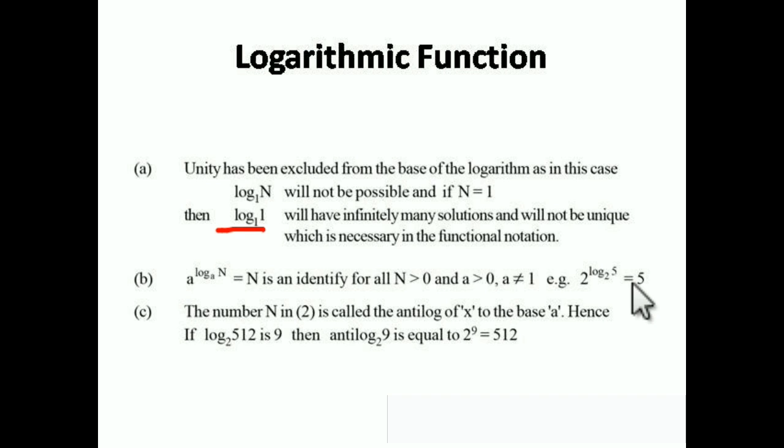Again, the number n is called the antilog of x. The 2 is known as the antilog of x with the base a. Hence, log 512 with the base 2 is 9. If we take antilog, then this 2 goes here. So 512 is equal to 2 raised to 9. So these are the points to be remembered for this function.